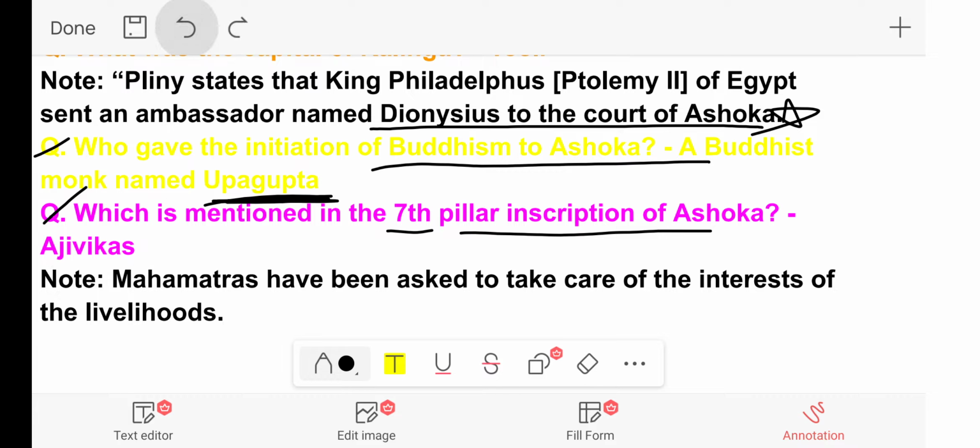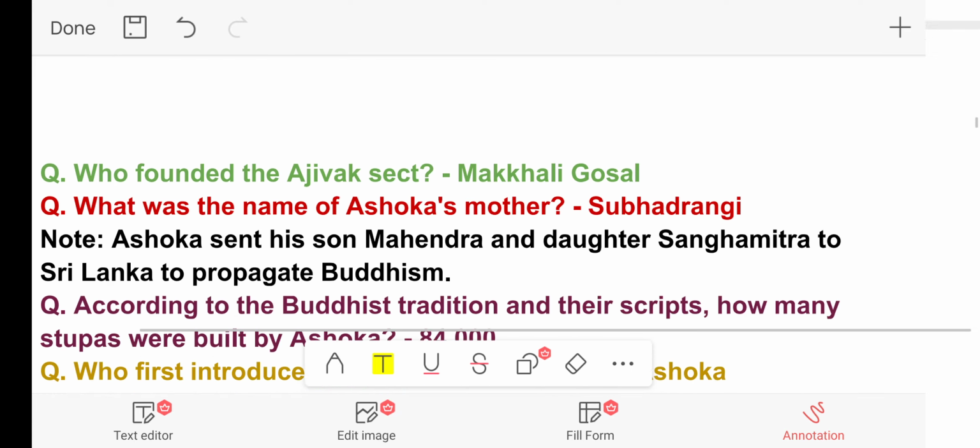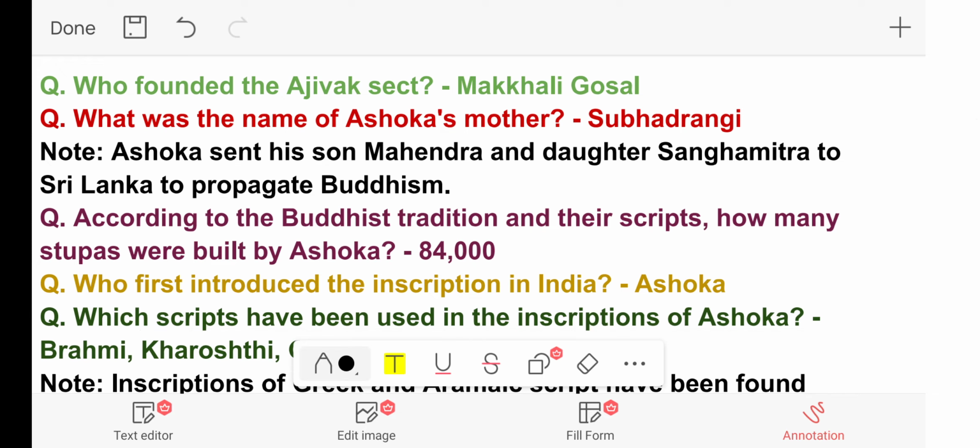Note, Mahamatras have been asked to take care of the interest of the Ajivikas. Next question is, who founded the Ajivika sect? And the answer is Makkhali Gosala. Next is, what was the name of Ashoka's mother? So the name of Ashoka's mother was Subhadrangi.